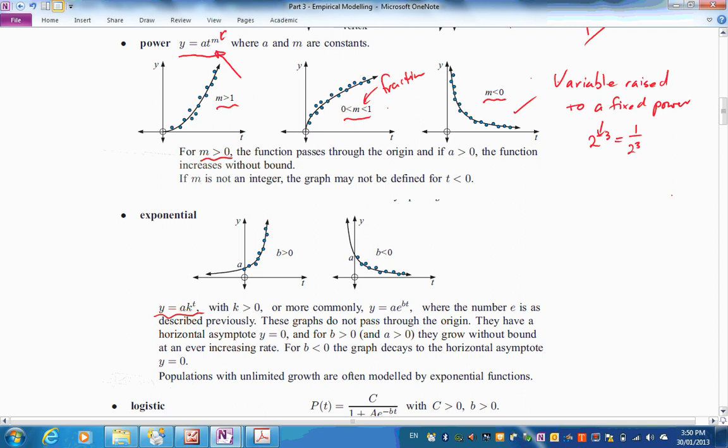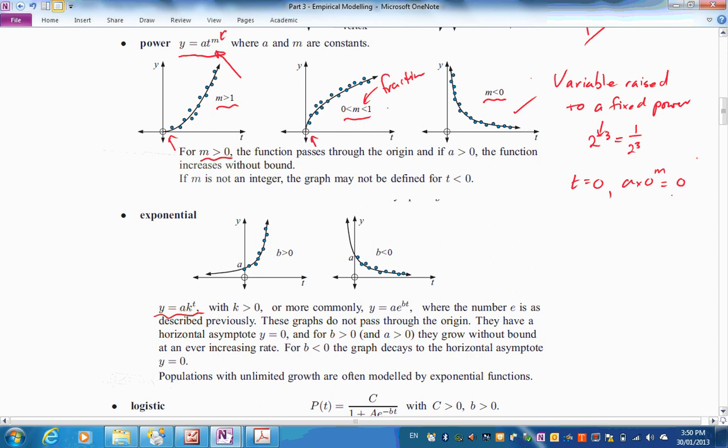Can you see that it is possible and usual for the graph to go through 0? Because when t equals 0, a times 0 to the m equals 0. Okay, substituting t as 0 in the function. So it's passing through the origin. t is 0, y is 0 in that case.